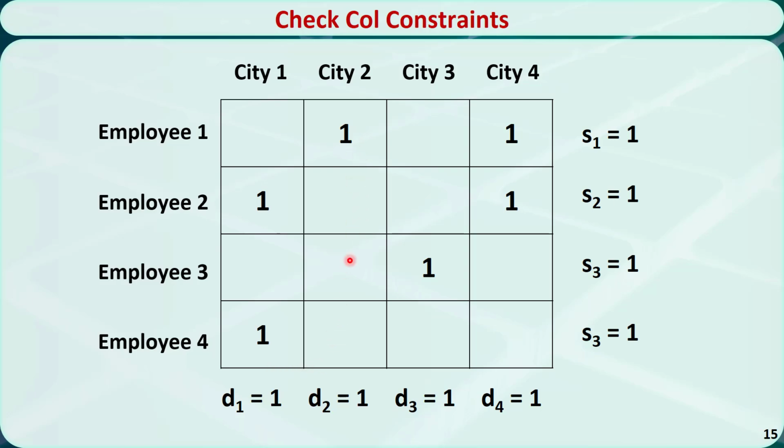For the second column, the sum is exactly 1, so we know this cell must be 1. Similarly, for the third column, the sum is exactly 1, so we know this cell must be 1 as well. For the last column, the sum should be equal to 1. We can't decide which one should be removed yet.